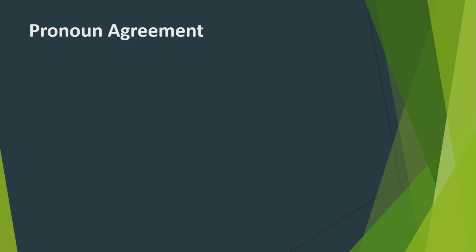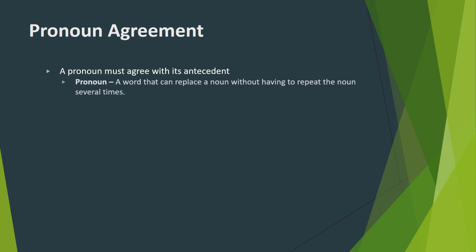Pronoun agreement. When we're talking about pronoun agreement, it's something that must agree with its antecedent. We'll go through some of these terms together. A pronoun is a word that can replace a noun without having to repeat the noun several times. One example that I have provided is that without using the pronoun, the car is blue. The car is fast and aerodynamic.